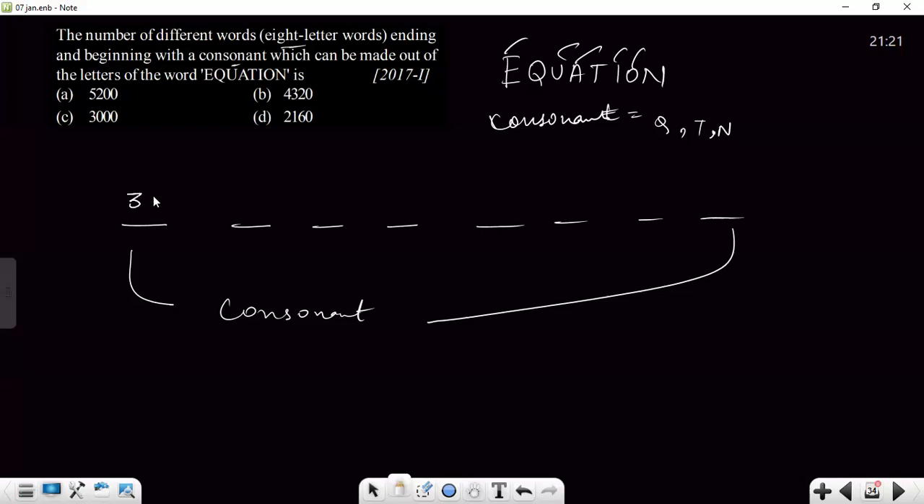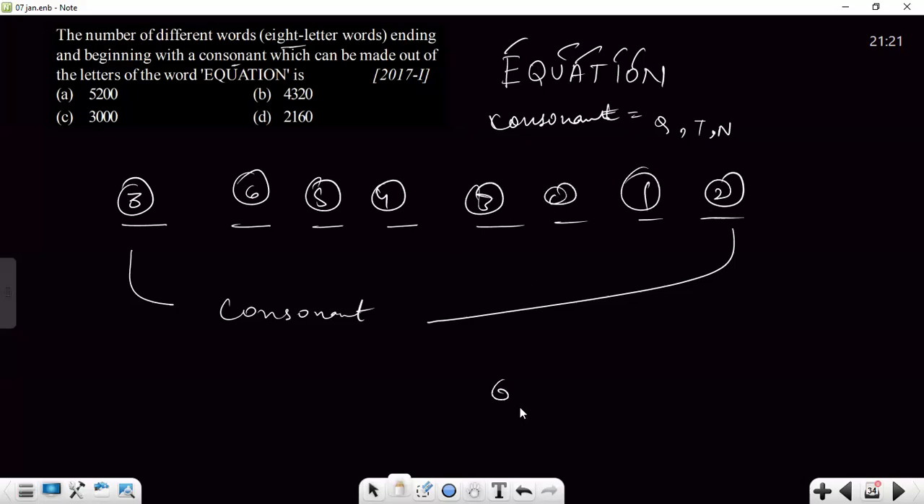So how many choices here? 3. After using one choice, we are left with 2 choices. Then we are left with 5 vowels and 1 consonant as a choice. 6 choices here, 5 here, 4 here, 3 here, 2 here, 1 here. So 6 factorial into 3 into 2. That is 6 into 6 factorial. Now 6 factorial is 720. So 0, 2, 6, 12, 1 carry, 4 and 4320. B option should be the correct answer.